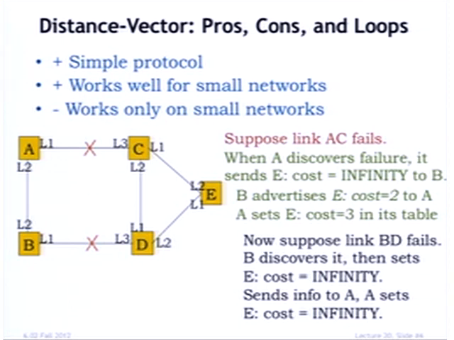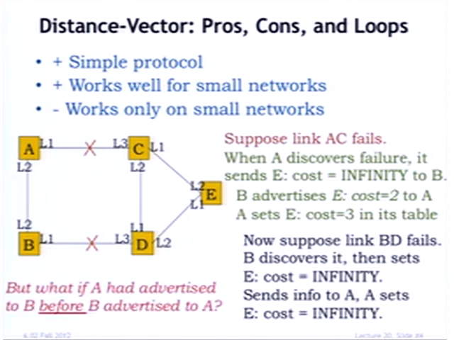Now, unfortunately, that's not the only thing that could happen. This was in the lucky situation when B discovered it had failed and immediately sent out its cost to A. But what could happen is a little different. What could happen is that B could discover that D has failed and change its routing table entry to infinity. But before it gets a chance to send out its advertisement to A, or perhaps it sends out its advertisement with a cost of infinity to A, but it got lost.